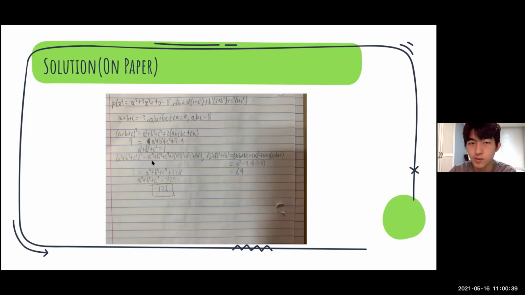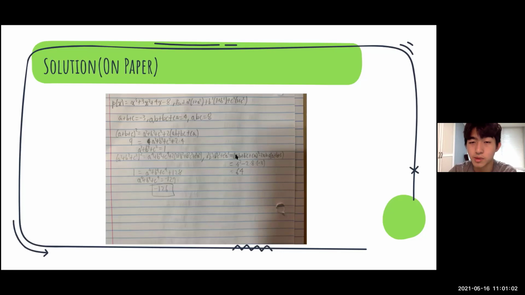Secondly, we need to find a to the 4th power plus b to the 4th power plus c to the 4th power. With this, we need to find the value of a squared b squared plus b squared c squared plus c squared a squared. That was the most primary thing that we had to find.